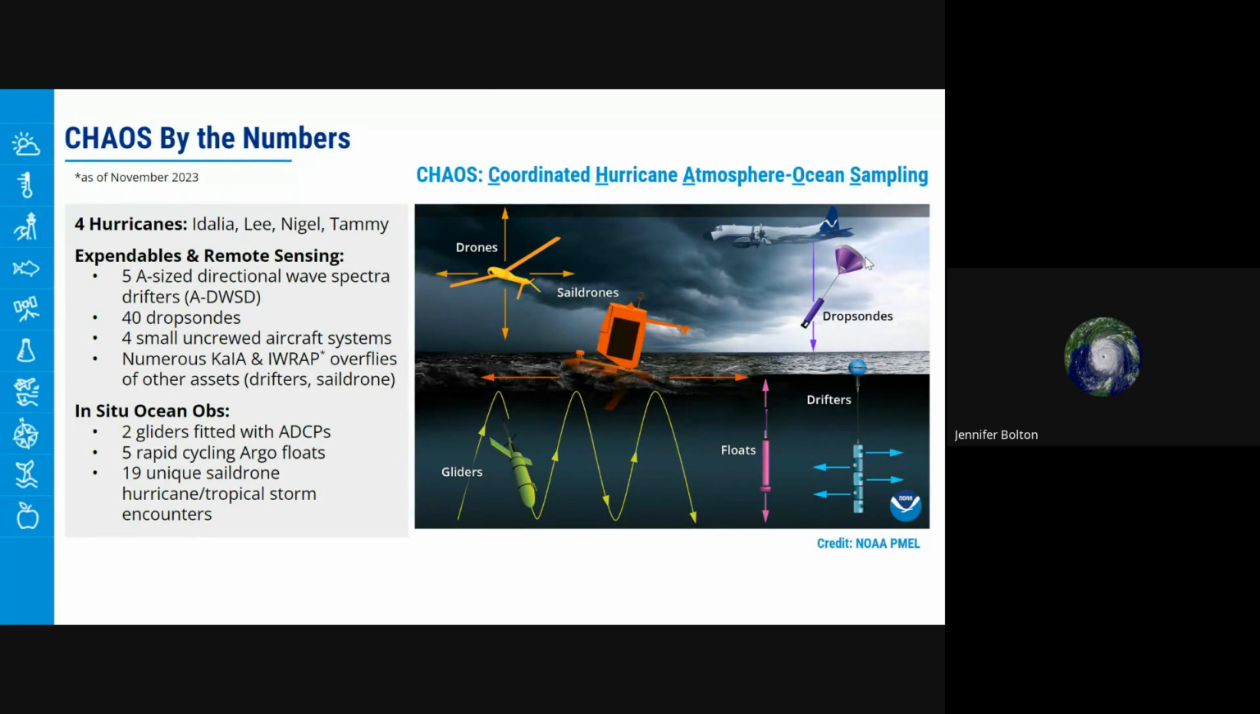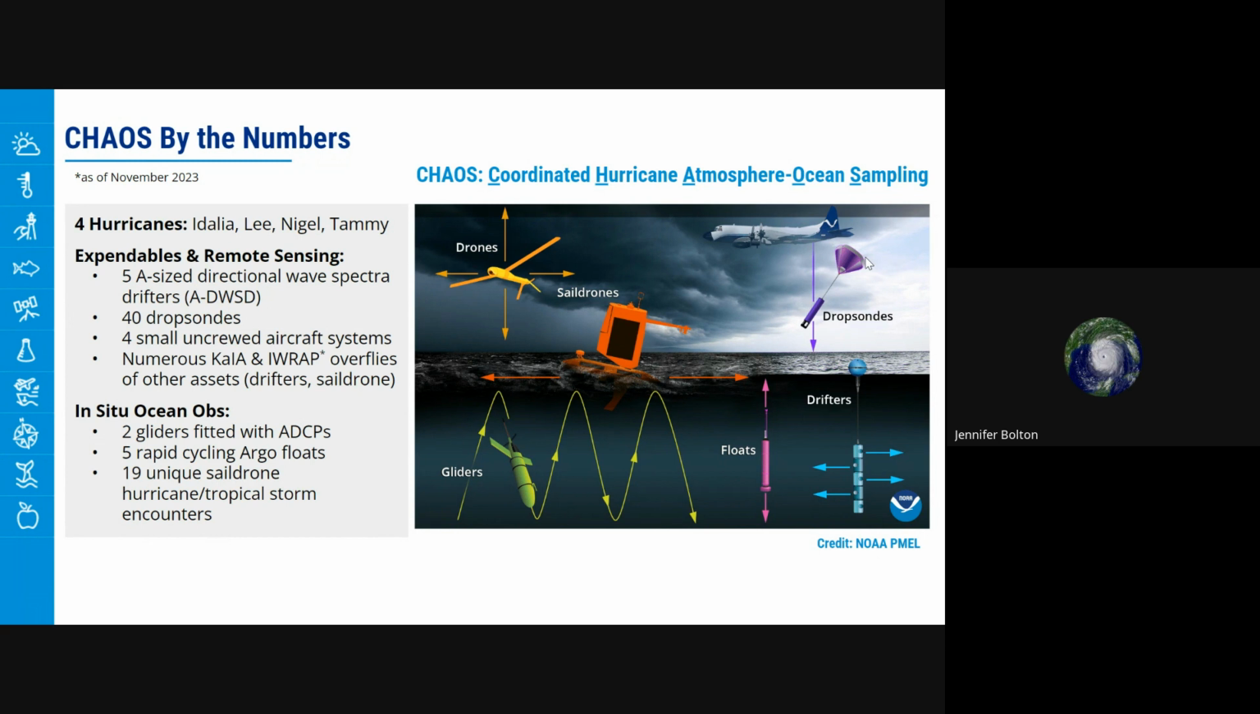And so first, the expendables and remote sensing. We had 5 A-sized drifters, so these measure the wave spectra from the surface drifters. Those were funded by this program, deployed from the P3s into different hurricanes. 40 dropsondes funded by this, and those were also deployed from the P3s. What Joe talked about, we had 4 uncrewed aircraft systems that were deployed. I'll talk a little bit about that.